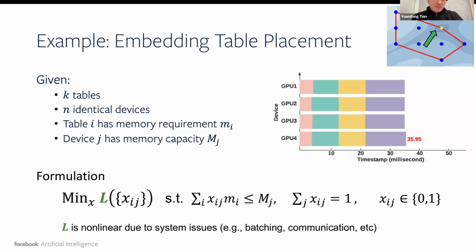The cost is very nonlinear because of bad chains, communications, etc. So you have all these issues. You cannot call solvers directly because the cost is nonlinear and you have no idea what it is.